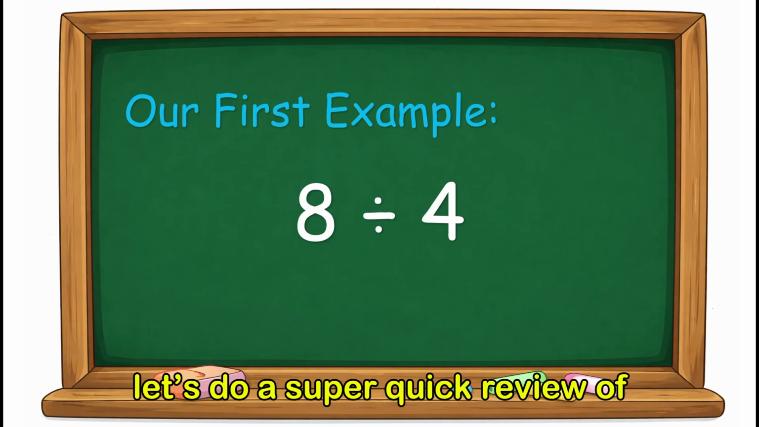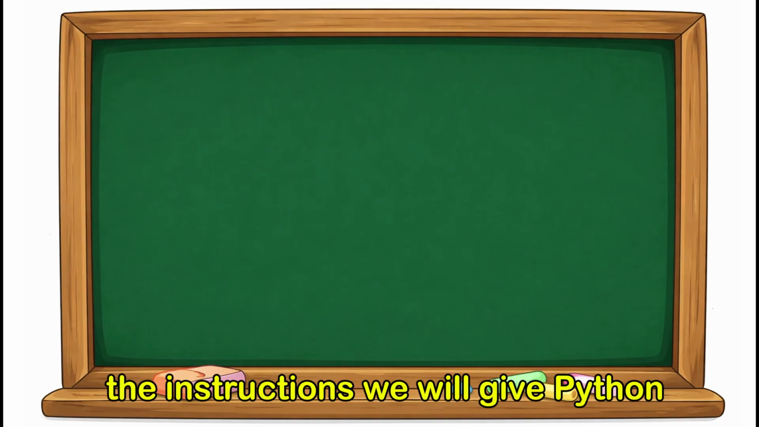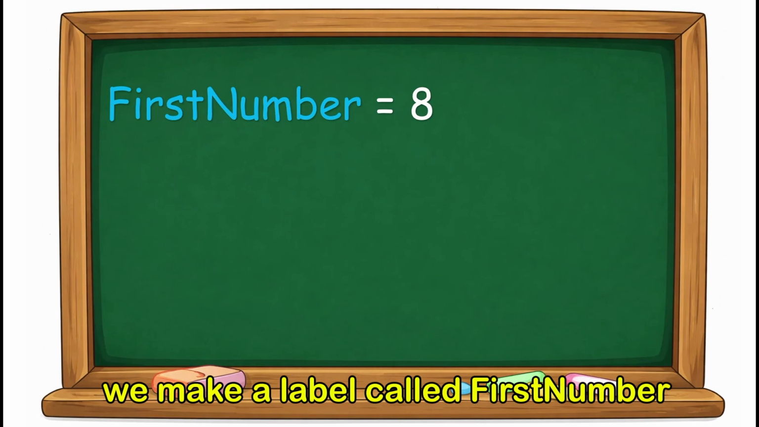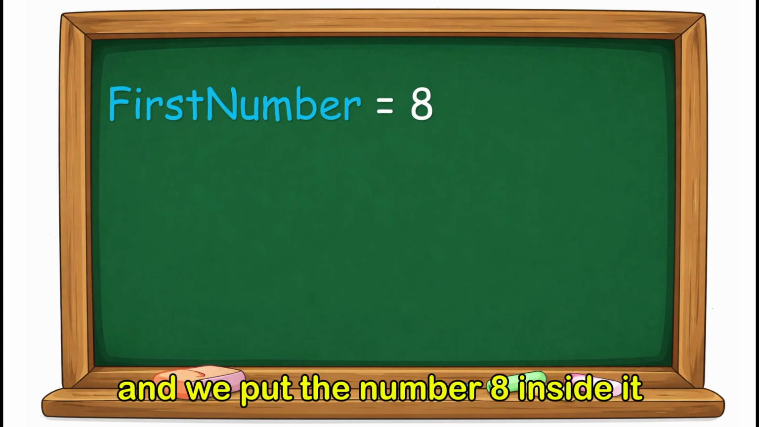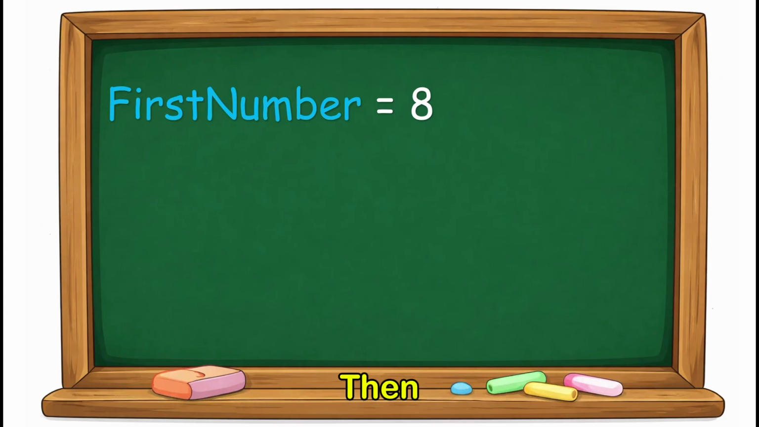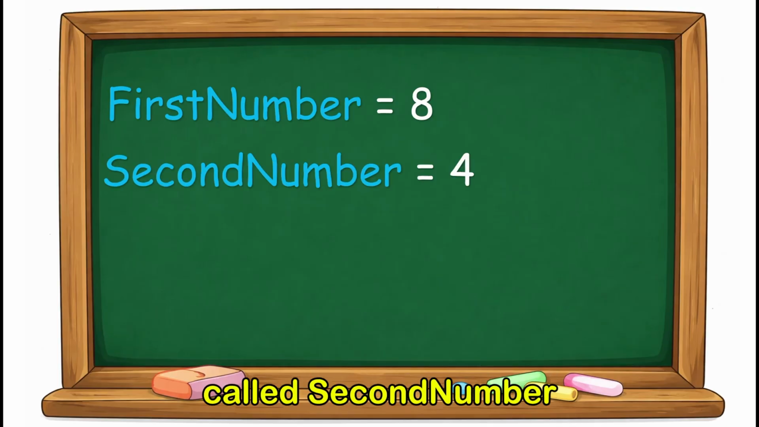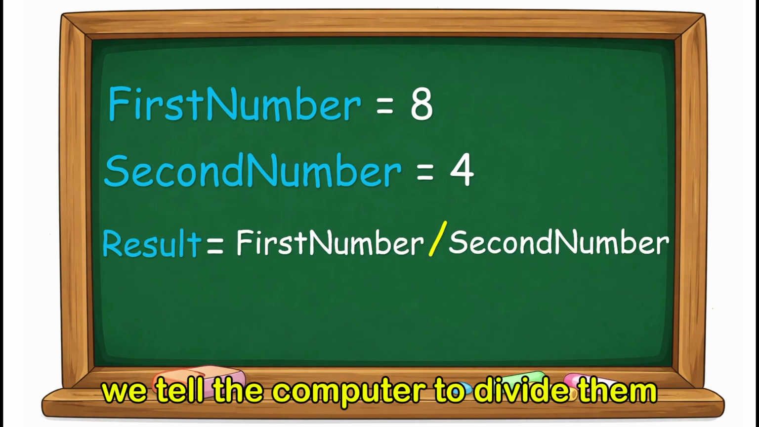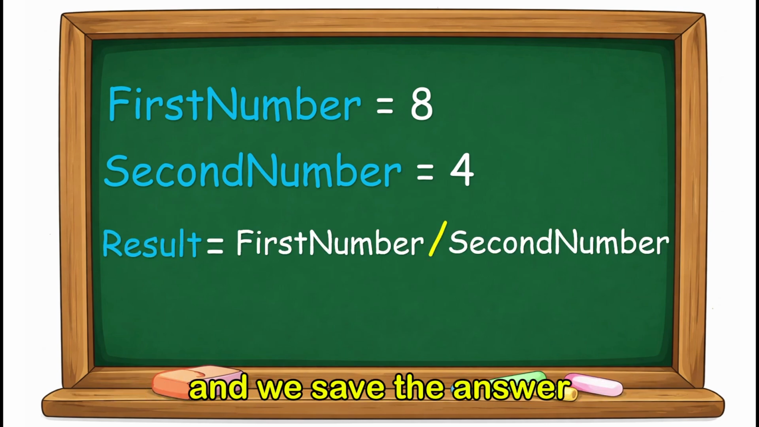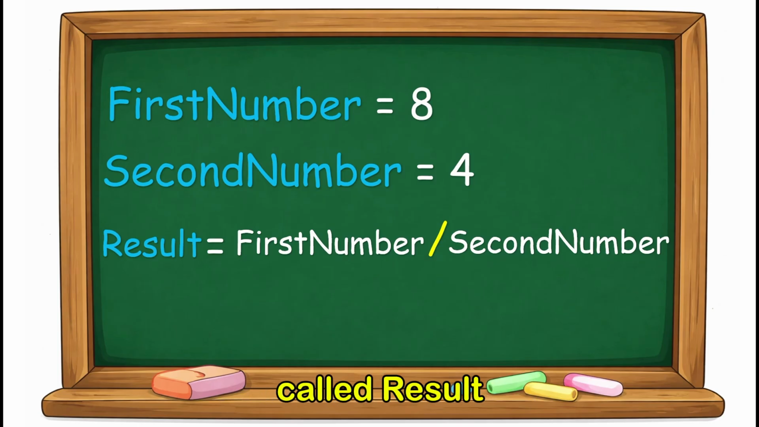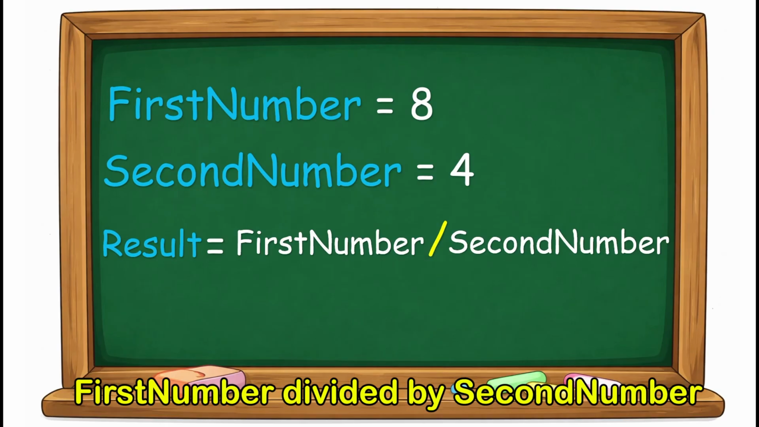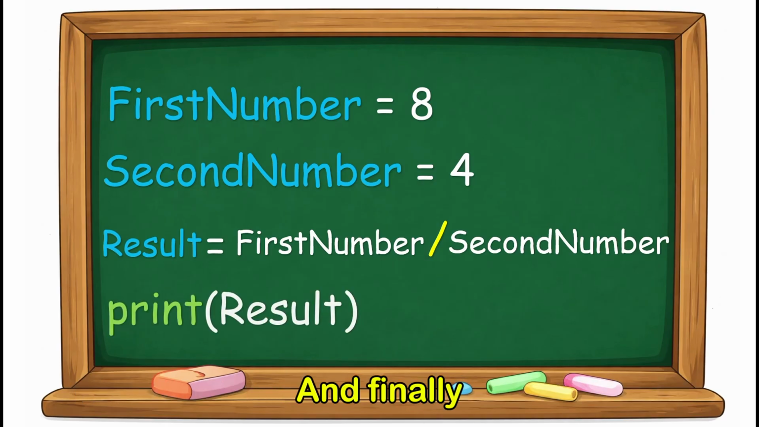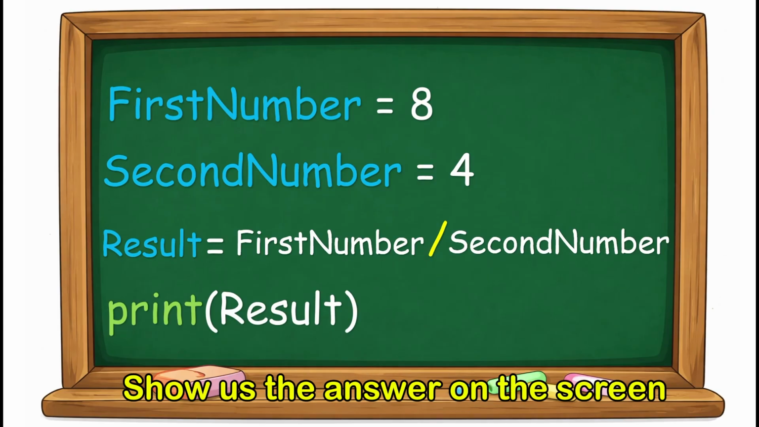Now, let's do a super quick review of the instructions we will give Python. First, we make a label called first number, and we put the number 8 inside it. Then, we make another label called second number, and we put the number 4 inside it. Next, we tell the computer to divide them, and we save the answer in a brand new label called result. So we write result equals first number divided by second number. And finally, we write print result to tell the computer, show us the answer on the screen.